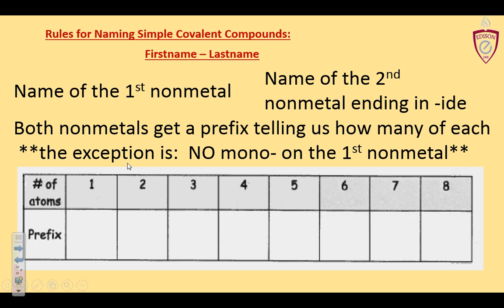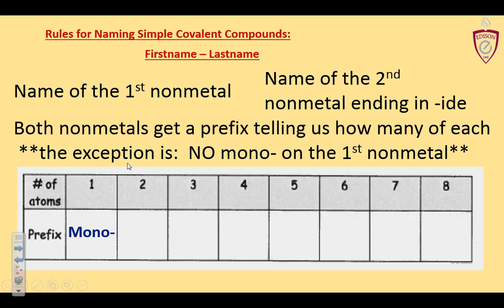The thing we need to know is that we put a prefix on both nonmetal names to tell how many of them there are. The only exception is that we never put mono on the first nonmetal if there's only one. Putting mono on it is redundant. Let's go through these prefixes that are not on the reference tables.